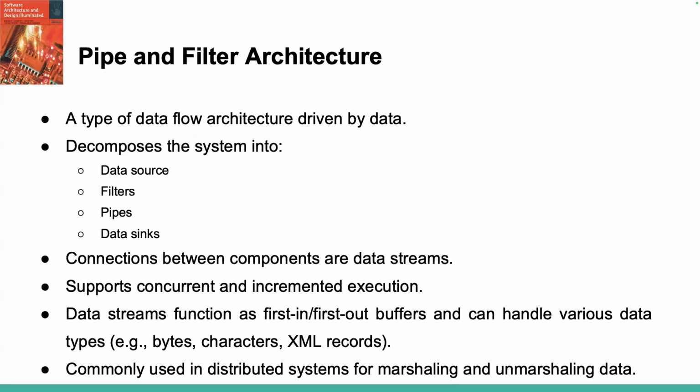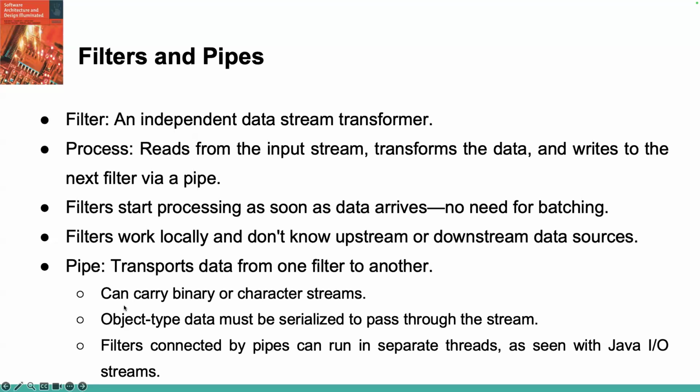The pipe and filter architecture supports concurrent and incremental execution. This means that each filter can process data as soon as it arrives, without waiting for the entire data set to be available. This incremental nature is especially useful in distributed systems, where data processing can be parallelized across multiple components. Now, let's dive deeper into the core components, filters and pipes.